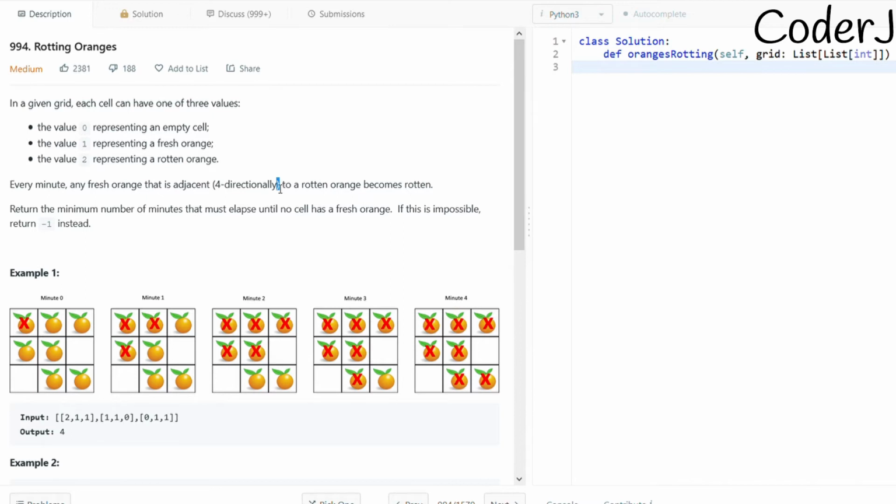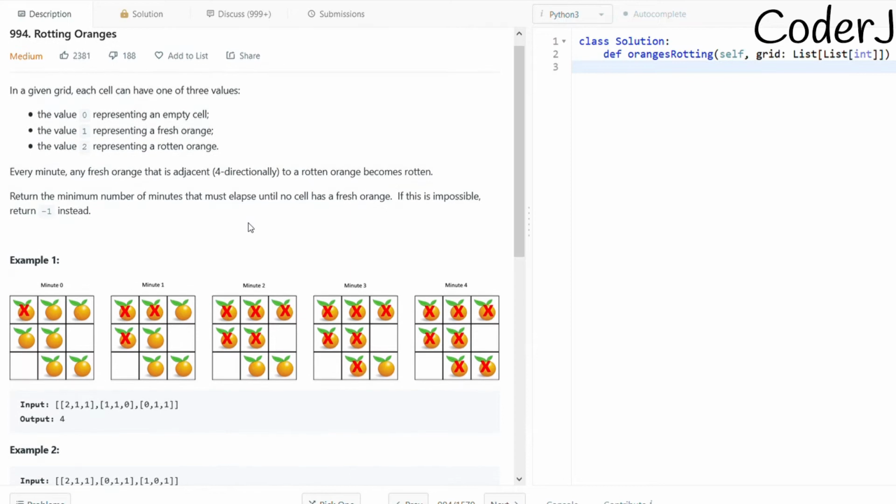It only happens four-directionally. What we mean by that is a rotten orange can only convert fresh oranges to a rotten state if they lie on its top, bottom, left, or right sides. Only in these four sides. If it were eight-directional, then we would have considered the diagonal positions also, but this is only four directions.